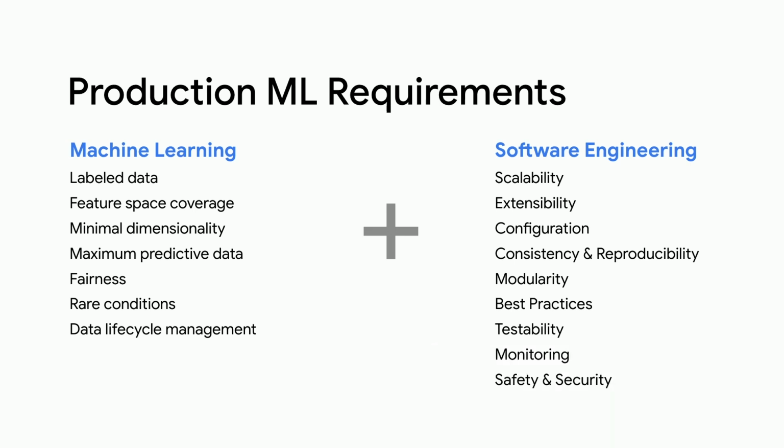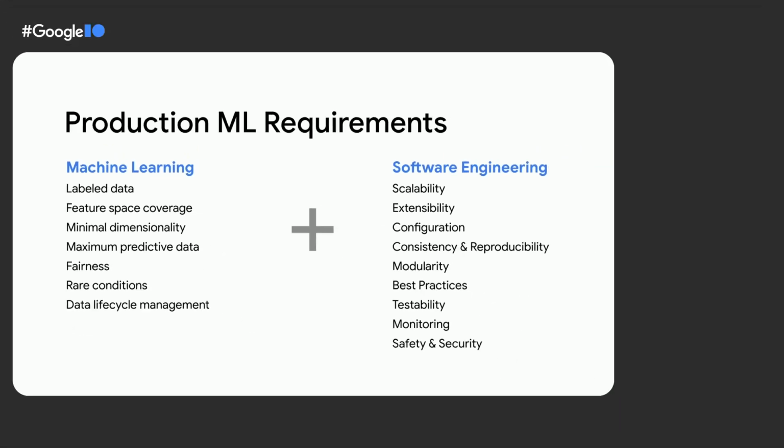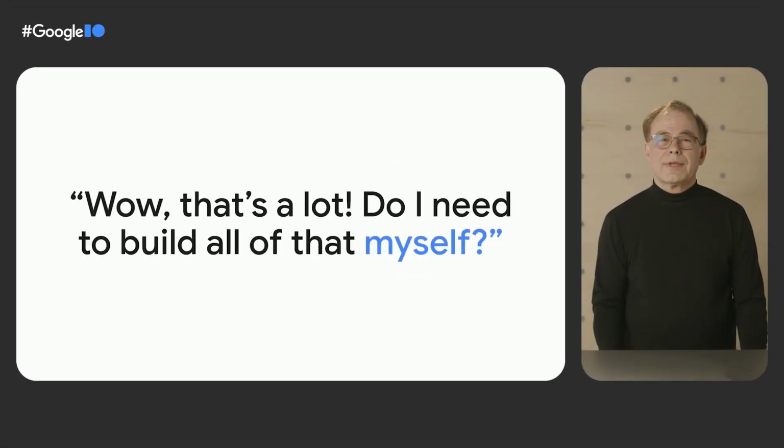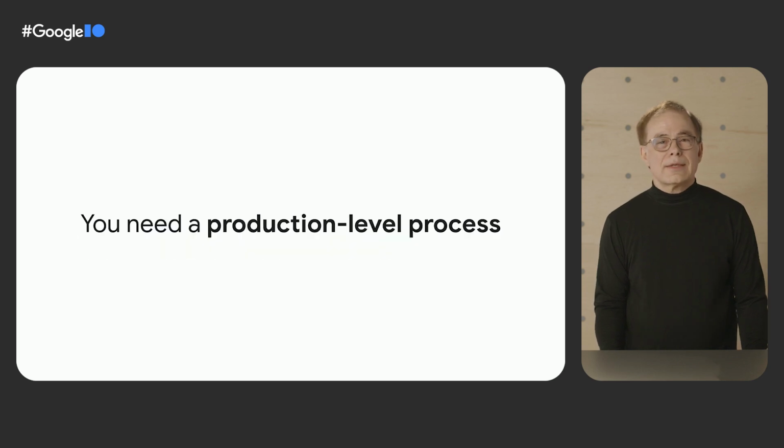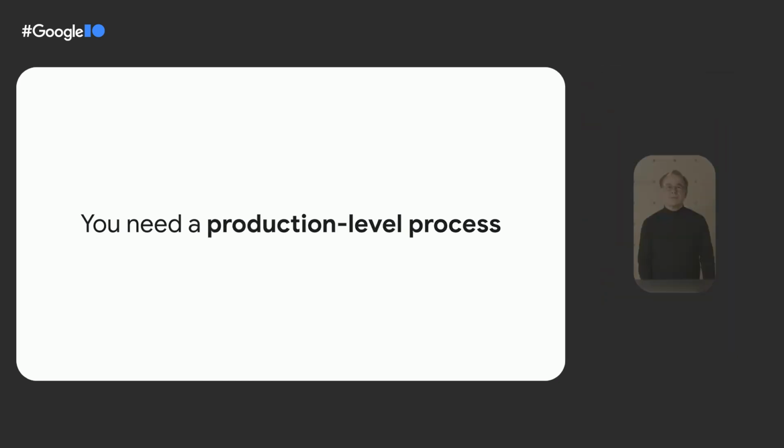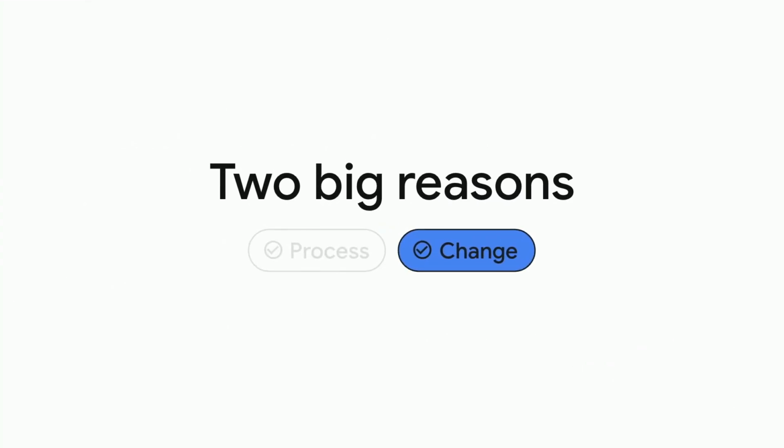This part is very similar to traditional DevOps, but with the added twist of data being a first-class citizen. It's not just code. So yeah, that's a lot, especially if you're trying to build it all yourself. But don't worry, you're about to find out how to make it easier. The bottom line here is that if you're creating a product, you need a production-level process. You need MLOps. Now let's turn to the other big reason that you need MLOps, which is change.